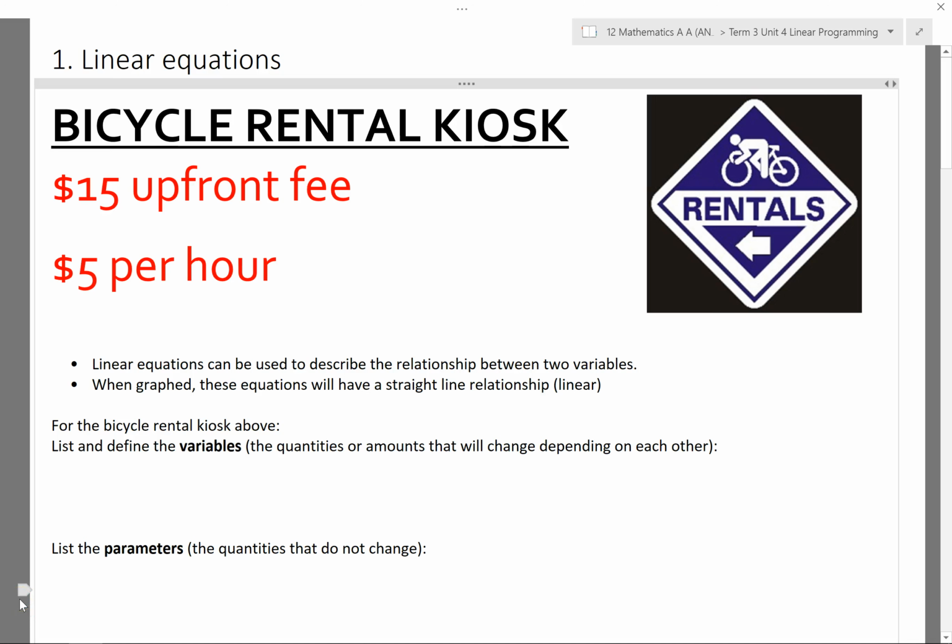This is the first lesson on linear programming. The topic is linear equations, looking at how to write relationships between two variables in a linear way, straight lines. We'll look at it as a scenario.